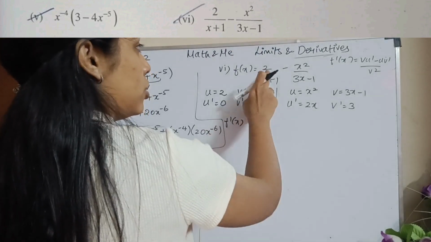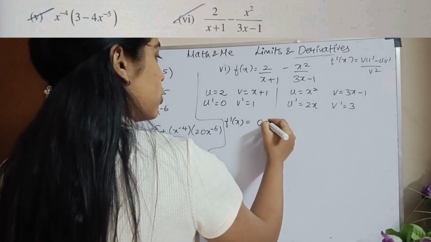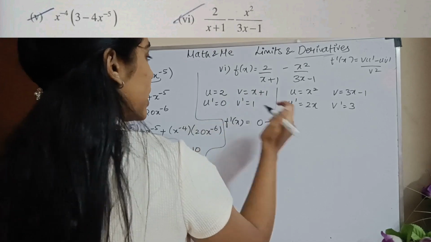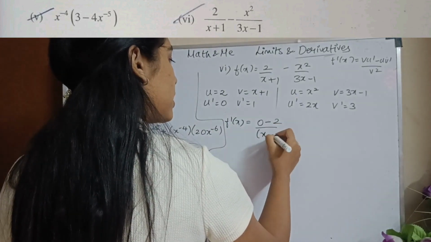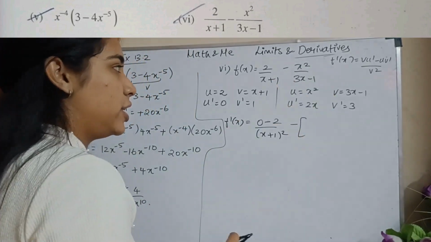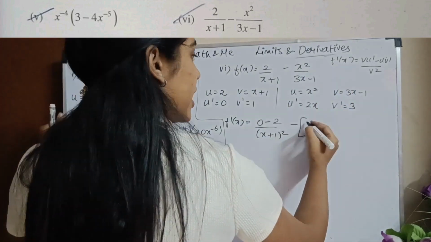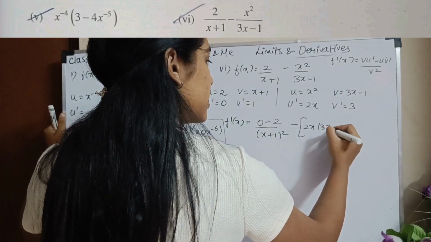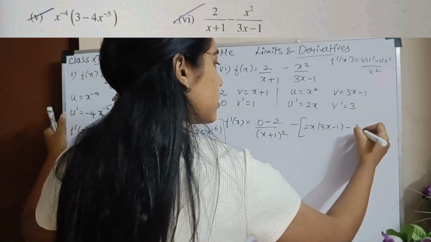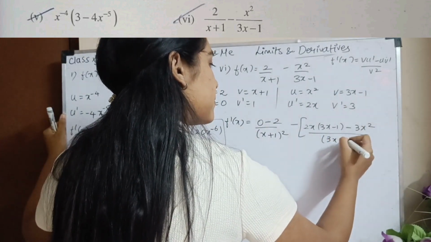So f dash of x for 2 by x plus 1: I'll have vu dash which is 0, minus uv dash, which is minus of 2 times 1. So it will be 2 divided by v square, which is x plus 1 the whole square. Correct? Minus, I have the second term. I need to find the derivative of the second term. What will it be? vu dash. So it will be vu dash which is 2x times 3x minus 1, minus uv dash, which is 3 into x square. So I have 3 into x square divided by v square, which is 3x minus 1 the whole square.